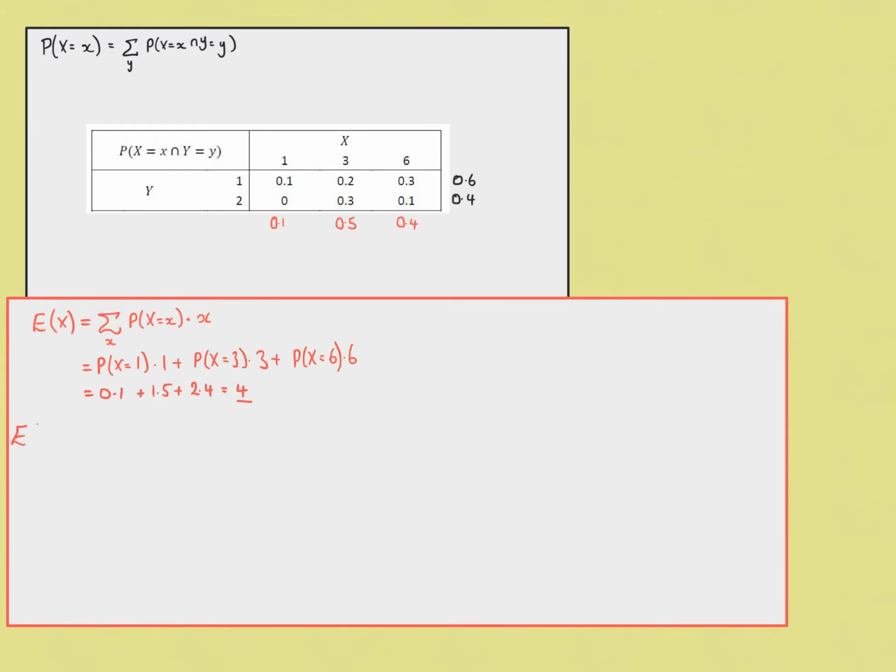Similarly, the expected value of y is just the sum over all possible values of y of the probability that y is equal to a particular value times by that particular value, which is equal to, in this case, 0.6 times by 1 plus 0.4 times by 2, which is equal to 0.6 plus 0.8, which is equal to 1.4.